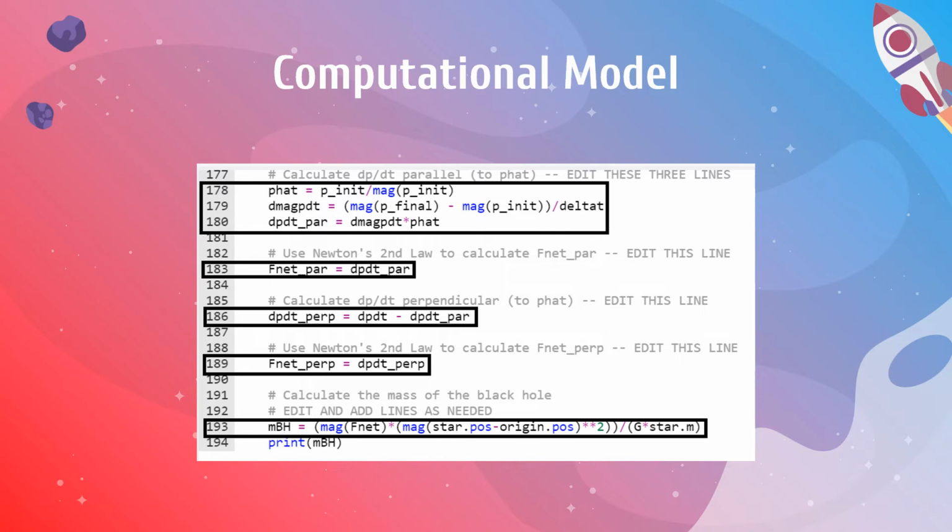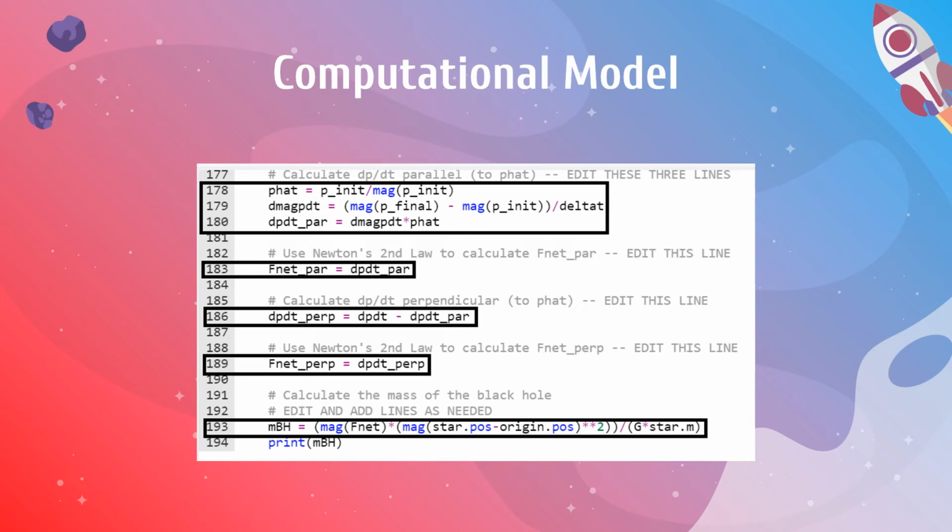Given a short time period, change in momentum over change in time is equal to dp dt. By Newton's second law, F net is equal to mass times acceleration, which can be rewritten as change in velocity over change in time multiplied by mass. This is equivalent to change in momentum over change in time, which is equal to dp dt. The parallel component of dp dt can be written as the product of its magnitude and direction, which is equal to the change in momentum over change in time multiplied by the initial momentum divided by its own magnitude. As shown by Newton's second law, F net parallel is equal to the change in the parallel component of momentum over the change in time.